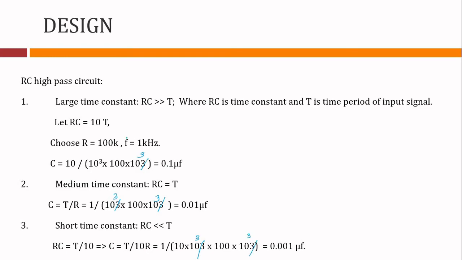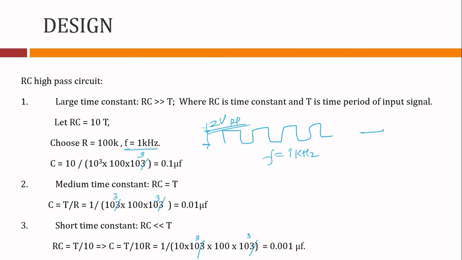So if I take R equals 100k, the frequency has been set to 1 kilohertz. So the signal I am considering for the input has a frequency of 1 kilohertz. The input amplitude is not mentioned, so we can set it to 2 volts peak to peak, using the function generator and CRO. So this is the input signal.